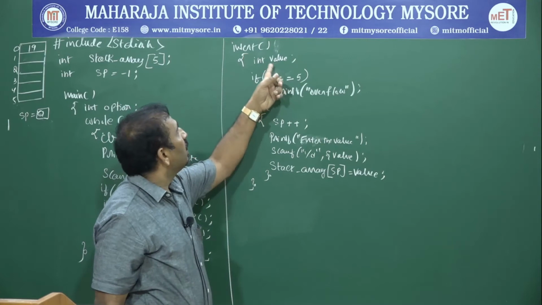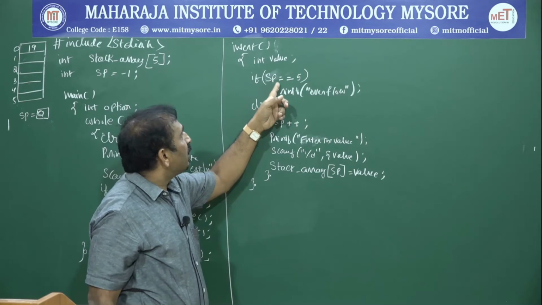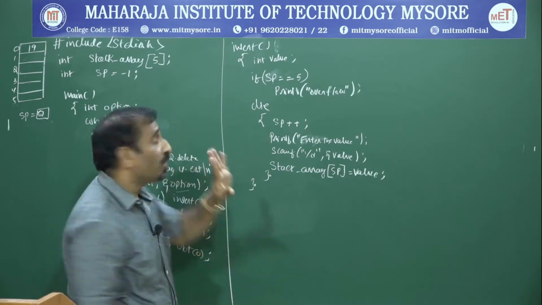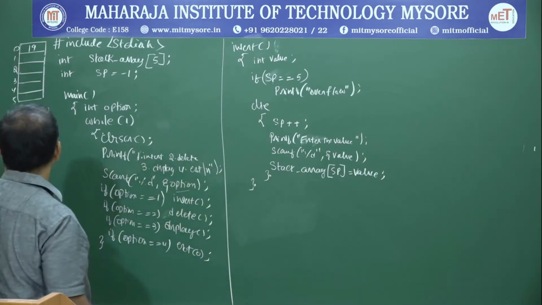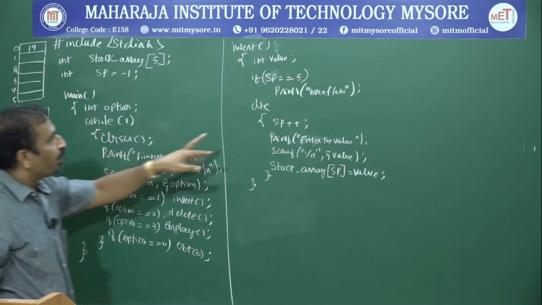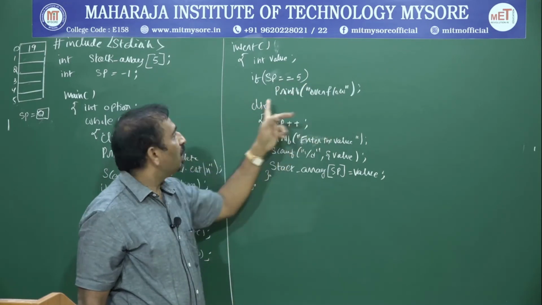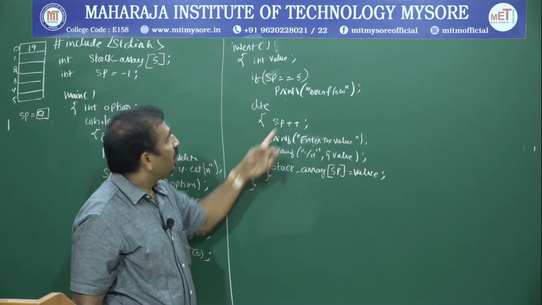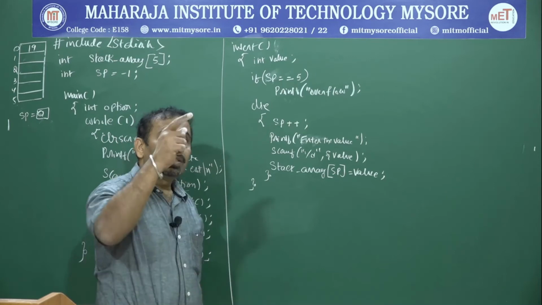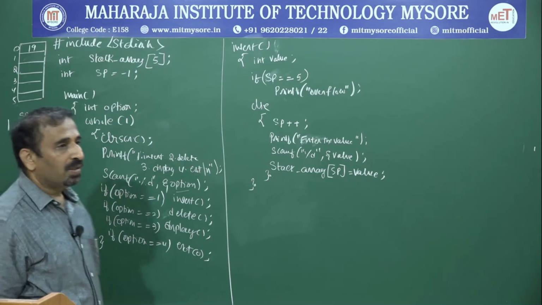So you are coming here, integer value I am declaring a local variable called value. Is SP equal to 5, I am checking. No, SP equals 0. Here you can see SP equals 0. If SP equals 5, it means overflow. Right now it is not, so I am coming here, incrementing SP. So SP is now incremented by 1. Instead of 0, now it is 1.